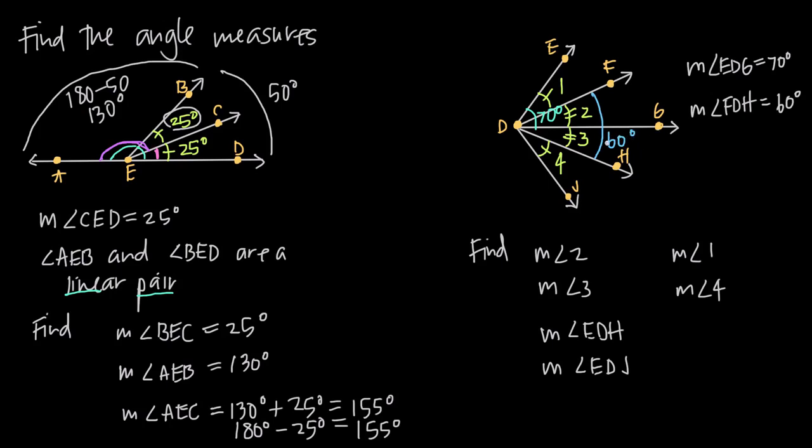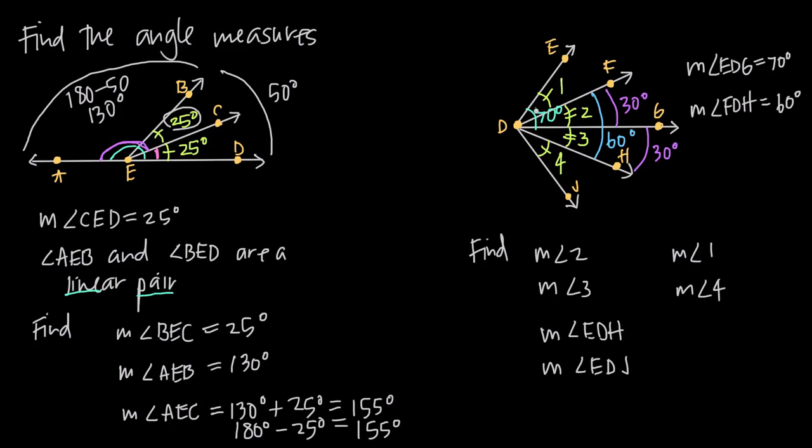Now, what information can we find based on what we've been given? Well, if we know FDH is 60 degrees, and FDH just contains angles 2 and 3 right here, and we know 2 and 3 are equal, then 2 and 3 both have to be half of 60 degrees. In other words, angle 2 has to be 30 degrees, and angle 3 has to be 30 degrees, because we know that they're equal and they add up to 60 degrees. The only two equal numbers that add up to 60 are 30. In other words, 60 divided by 2 is 30 degrees. So we know both of these are 30.